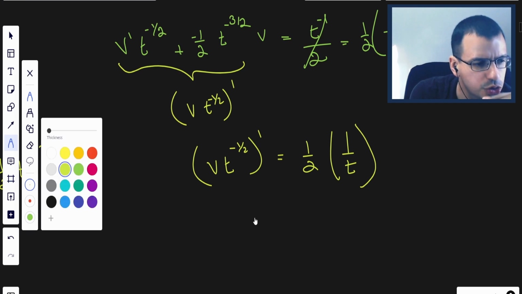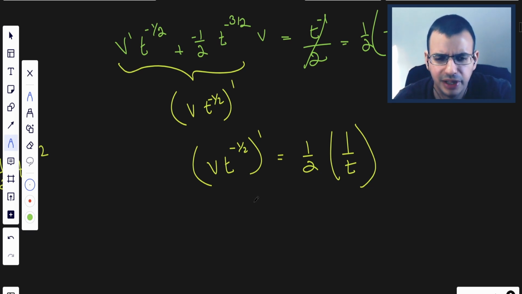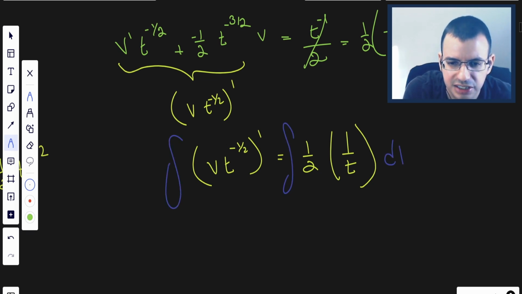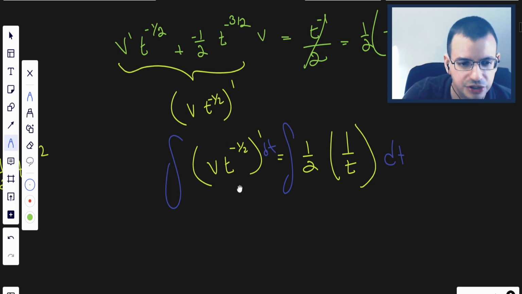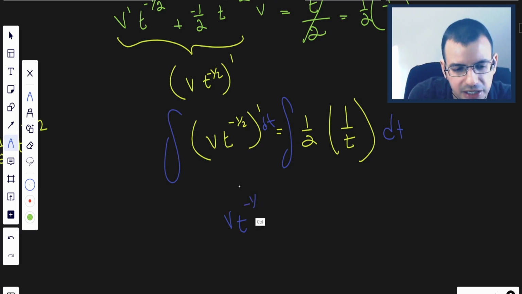Yes, then I'm going to square both sides to see, is that supposed to be negative 1/2? Probably negative 1/2. We'll see how this goes. We're going to integrate both sides with respect to dt. The integral of the derivative is just the original function, so it's going to be v times t to the negative 1/2.